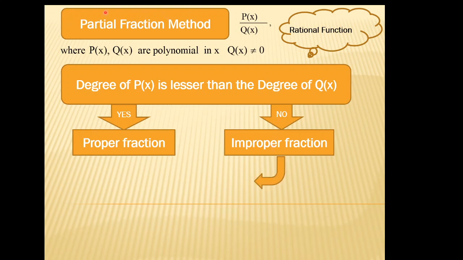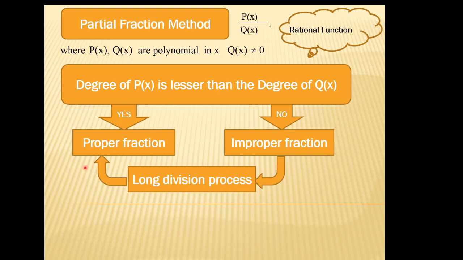For the partial fraction method, we need a proper fraction. So what do we do when we have an improper fraction? We have to convert it into a proper fraction. For this, the easiest process is the long division process. Just divide the numerator by the denominator and you will get the proper fraction. Once we get a proper fraction, it is ready for writing the partial fractions for a given rational function. With this, we can write the partial fractions easily.